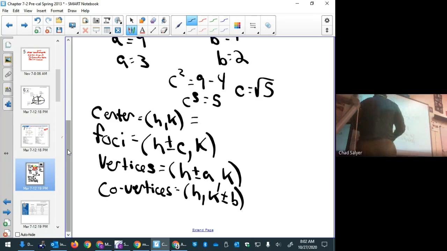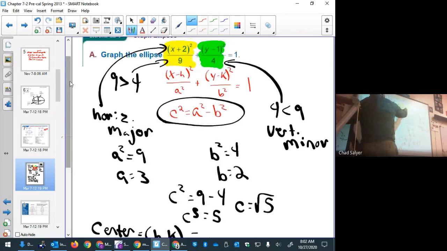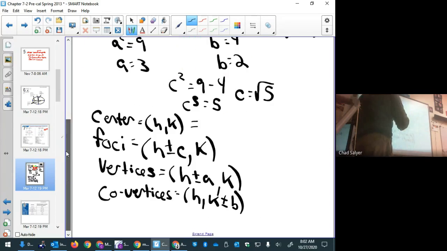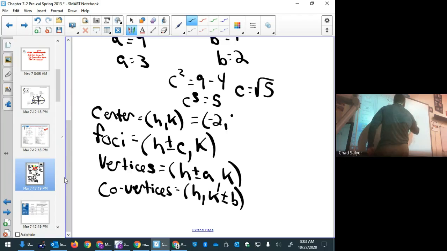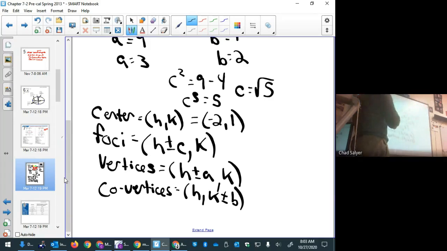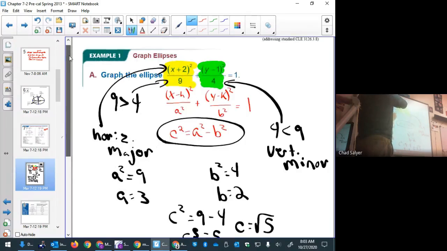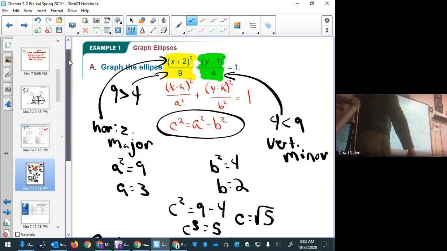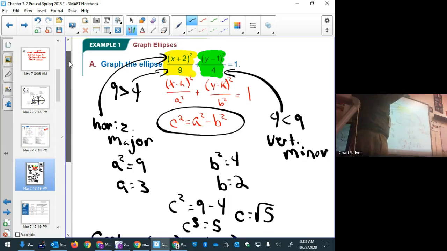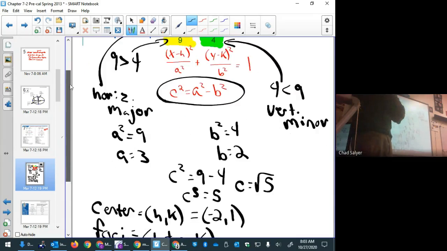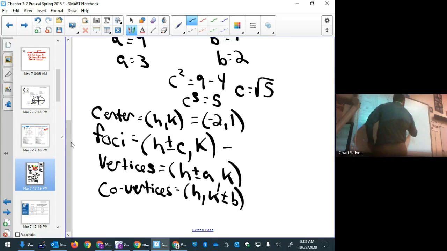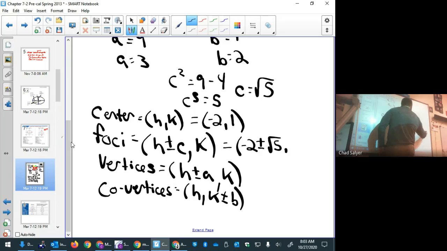So for H, K, we can do the same thing we did yesterday. See how that's going to be -2 and +1. Stop me if you're confused by that. This period had a lot of trouble yesterday with this analysis. I'm treating it like an afterthought, but if you're confused by it, make sure to let me know. Okay, and so our C value is square root of 5, so this is going to be -2 plus or minus the square root of 5, comma 1.